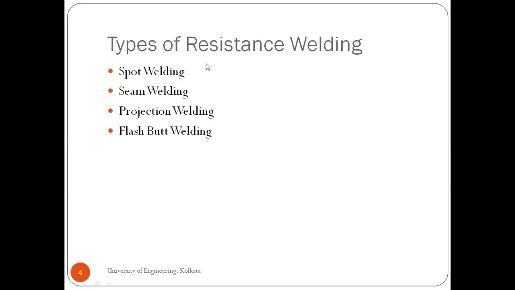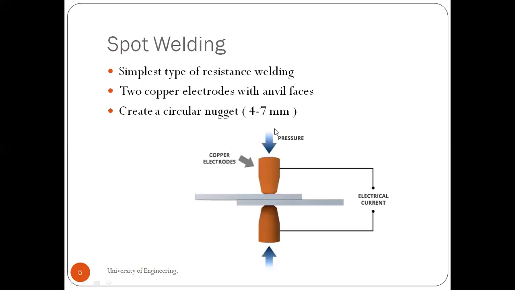Types of resistance welding: spot welding, seam welding, projection welding, and flash butt welding. I'll discuss spot welding in detail. The simplest type of resistance welding is spot welding. What exactly happens here? Two copper electrodes with anvil faces. Anvil faces means pointed faces, not pointed as in a pencil, however slightly tapered at the end, slightly pointed, and we have a circular end.